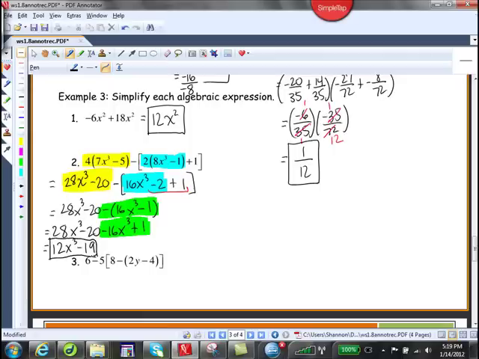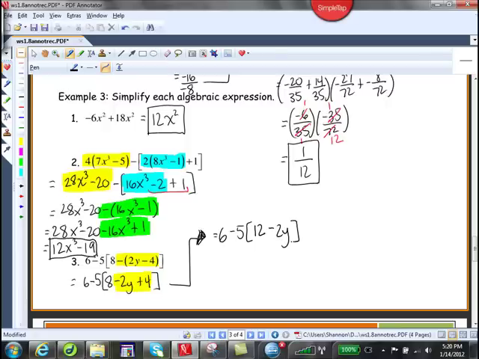All right, last one. We'll have 6 minus 5 times 8 minus 2y plus 4. So again, this negative on the outside of the parentheses changed the terms inside to that. So we will have, now don't be suckered into this 6 minus 5 right here. You got to multiply before you subtract. So we'll have 6 minus 5 times, I'm going to combine that 8 plus 4 to get 12, and we'll have the minus 2y.